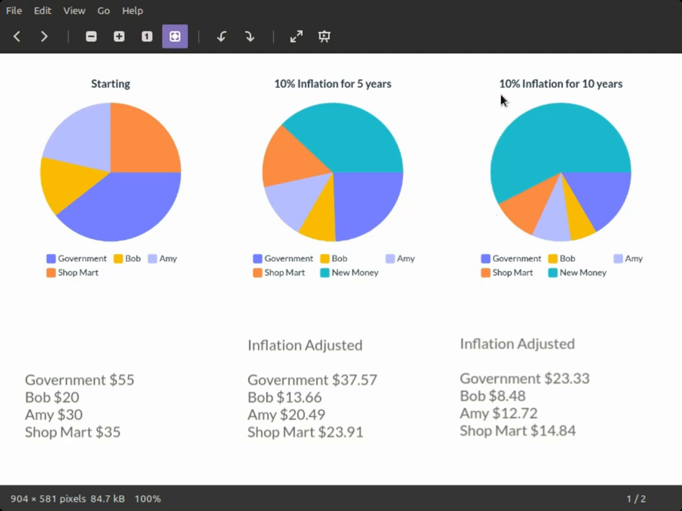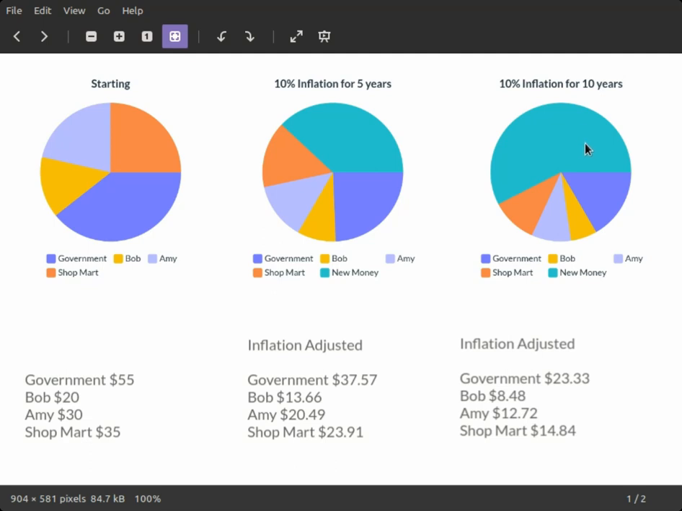Let's continue this for another 5 years. Now, what we've generated over that 10-year period is a much bigger chunk of the pie. And our adjusted incomes are getting pretty small here. So what can we do about this? Well, we could stop printing more money, but we don't want to do that. There's lots of good things we want to pay for.